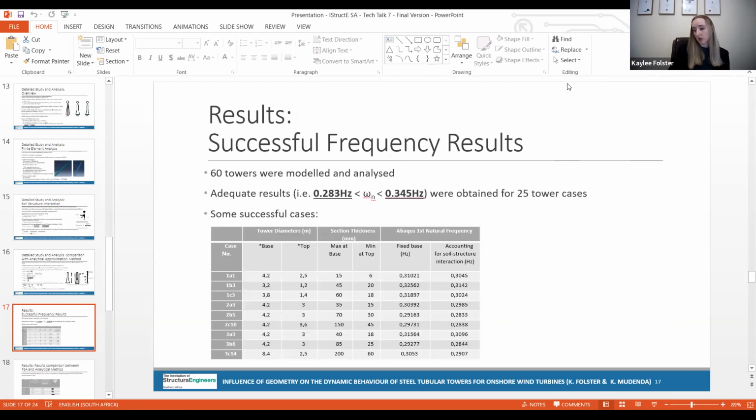And then we come to the results. So as I mentioned previously, there were 60 towers that were modeled and analyzed altogether. Purely trial and error, we weren't sure what was going to work and what wouldn't work. And then we obtained adequate results for 25 of the tower cases. So that table there is just a snip of some of the successful cases that we were able to obtain, and there's some geometry there as well.